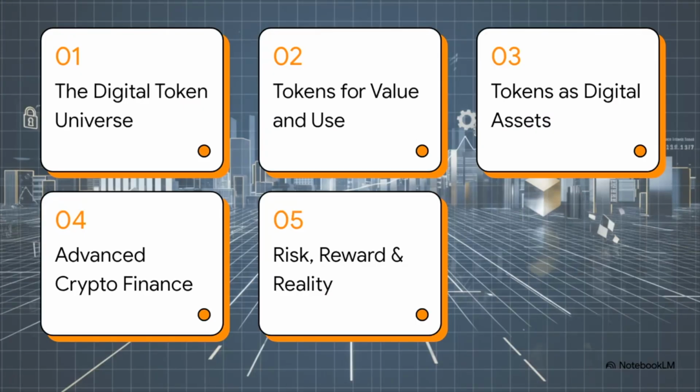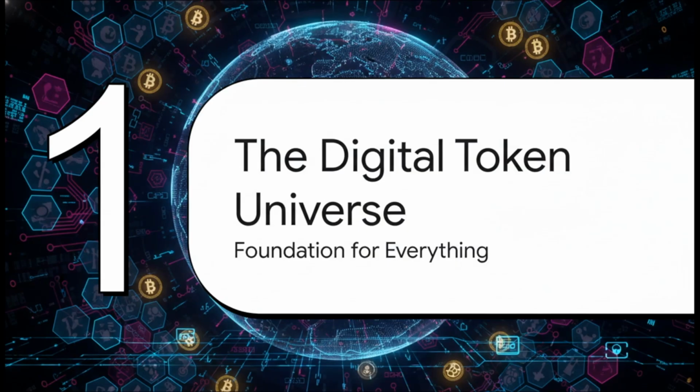I want you to think of it kind of like an hourglass. We're going to start really broad, with the big ideas. Then we'll narrow it down to these specific token types. And finally, we'll zoom back out to see the big picture of risk, reward, and the reality of it all. Let's get into it. Okay, first stop, the digital token universe.